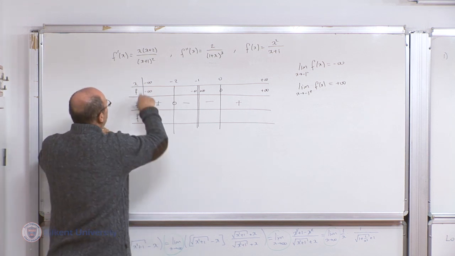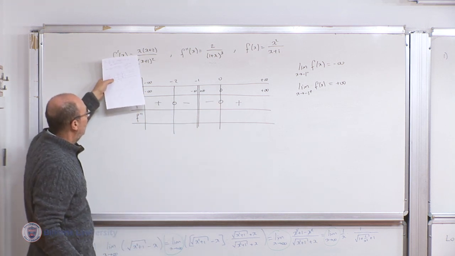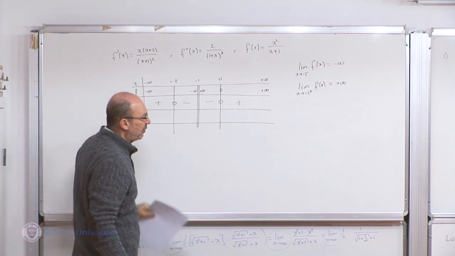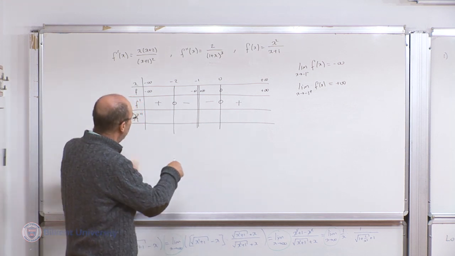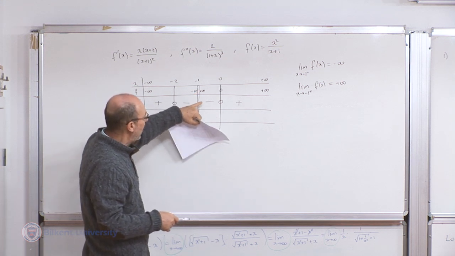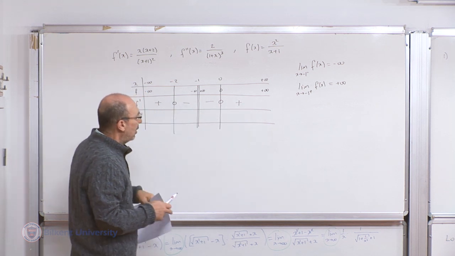And f prime is also 0 here. We forgot to put that. Okay, so f prime is 0 here and here. So we again check this with our expectation. It is increasing, has a local maximum, goes down, and then comes from minus infinity, has a minimum, and then goes up.